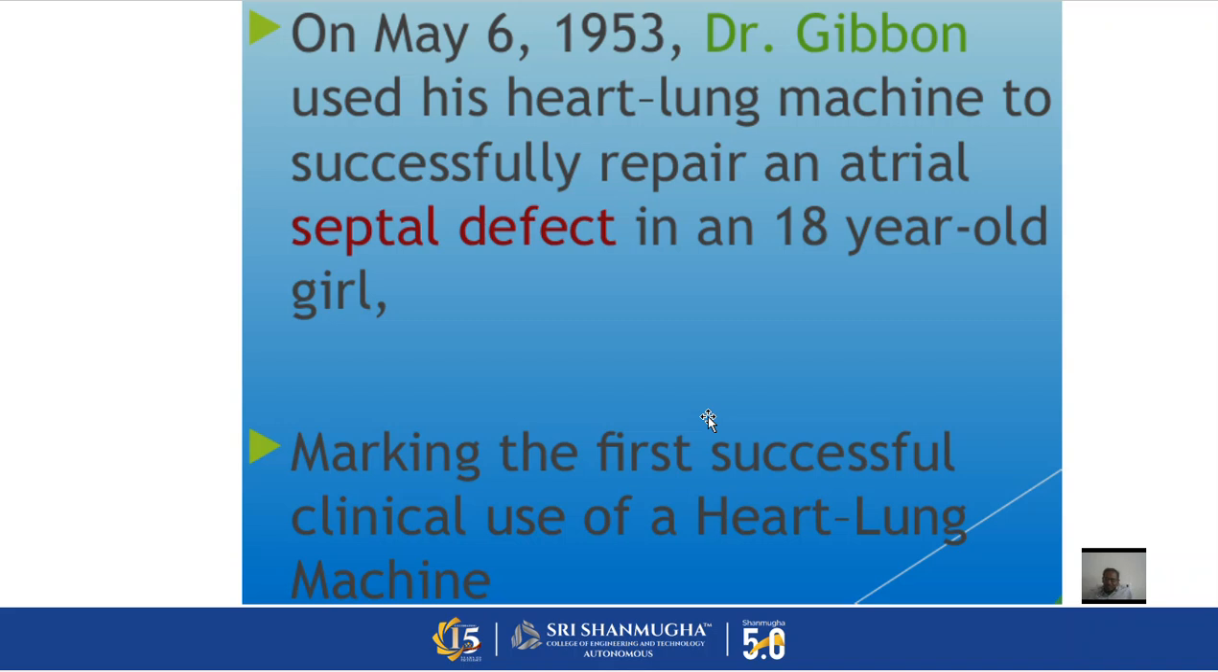Okay, on May 6, 1953, Dr. Gibbon used this heart-lung machine to successfully repair an atrial septal defect in an 18-year-old girl. So in 1953, Dr. Gibbon first used the heart-lung machine. It's a very old heart-lung machine, marking the first successful clinical use of the heart-lung machine, in 1953 by Dr. Gibbon. He performed a surgery for the septal defect.